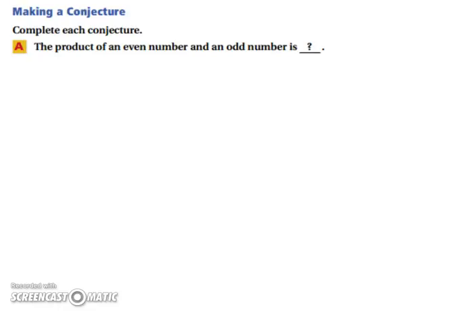Let's make a conjecture. The product of an even number and an odd number is, well, you can do some things like, okay, even number times, because we're dealing with product, times an odd number, and well, 2 times 3 gives us 6. Let's try another one. Let's go with 2 times 5, an even times an odd. Well, that gives us 10. Let's try one more. What about 4 times 3? Well, 4 times 3 gives us 12. So the product of an even number and an odd number is even.